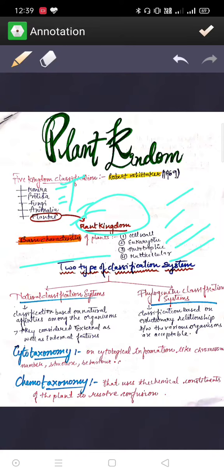There are two types of classification systems: the natural classification system and the phylogenetic classification system. In the natural classification system, classification is based on natural characteristics, either external or internal features. The phylogenetic classification system is based on evolutionary relationships or evolutionary characters.